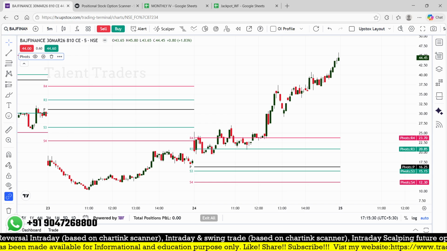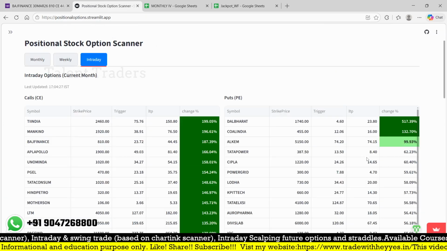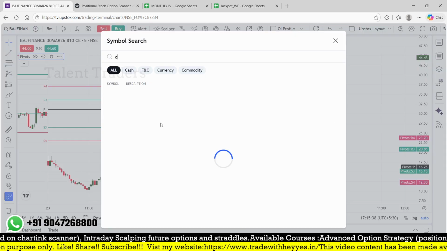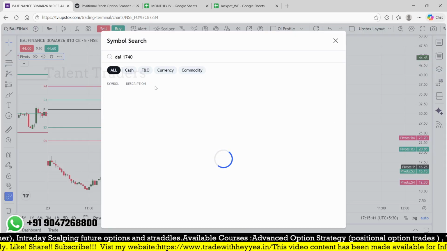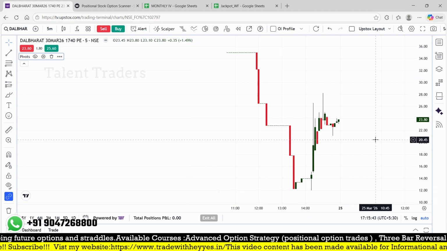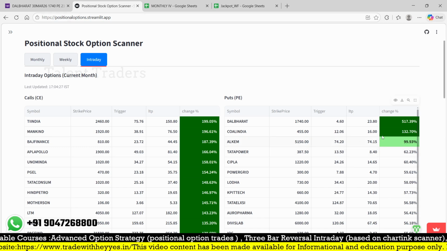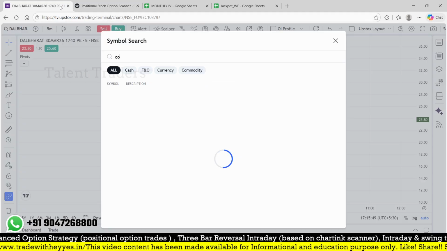It gives you the breakout on whether the call side or the put side. On both sides we are looking for R4 only. So today Dalmia Bharat 1740. So let me go for the 1740 put option. Here also we are looking for an R4 breakout, but it doesn't have liquidity. So simply ignore. Coal India 455.